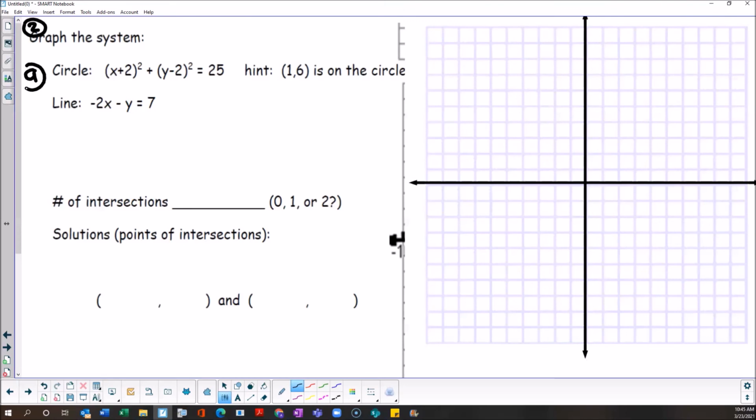Okay, so when we graph a circle, what do we want to find first? The center and the radius. So the center of this one would be negative 2, 2, and the radius should be 5, right? If I go ahead and graph that really quickly, negative 2, 2, and then the radius is 5.